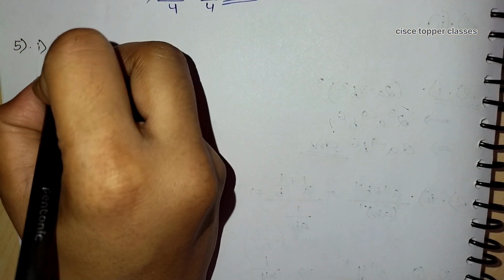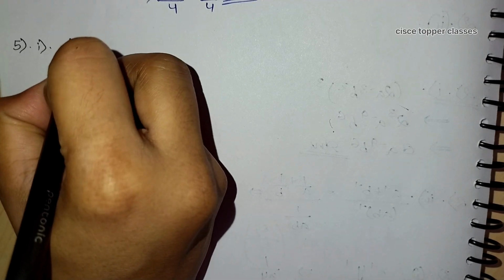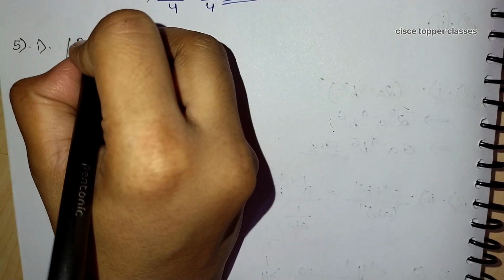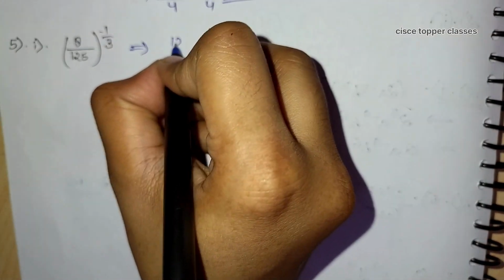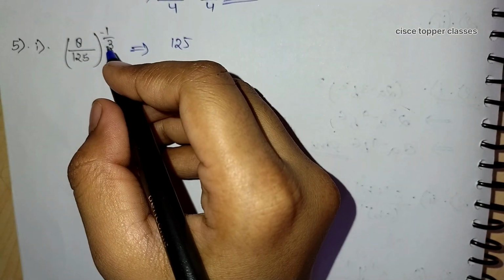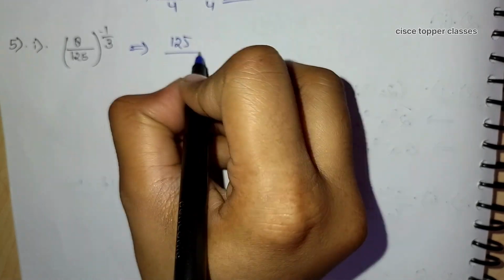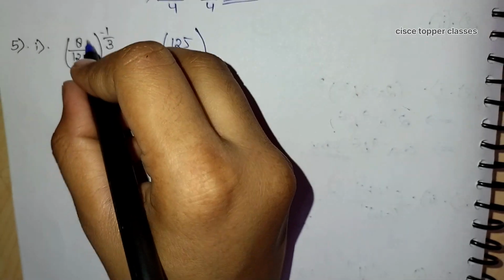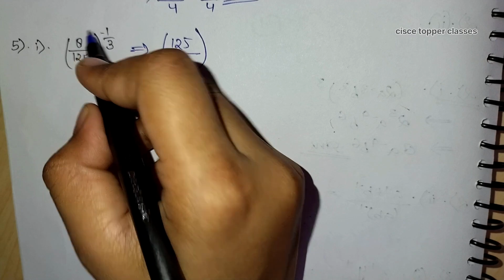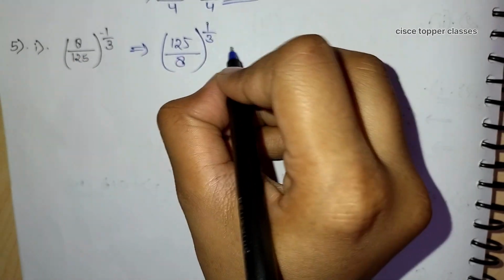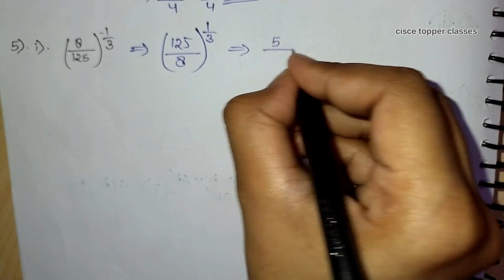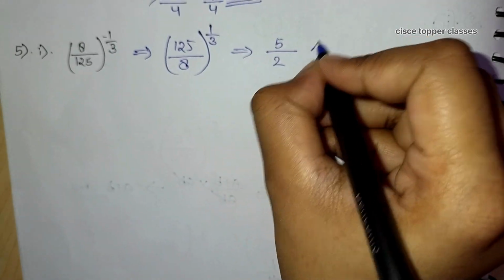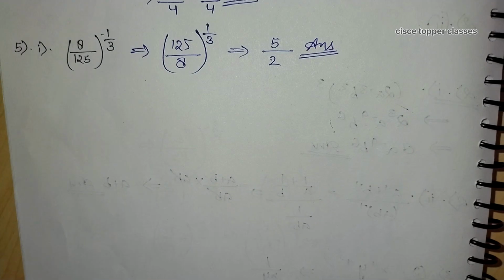Now let us solve the first part here, which is 8 divided by 125 whole to the power minus 1 by 3. To write it in the 1 by 3 form as power, if it is inversed, we take the reciprocal, and we get 1 by 3 as the power. Now simply we can take under root cube. So this will be 5 from here, and here it is 2. So this is the answer in this question.